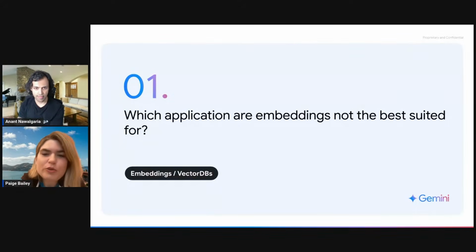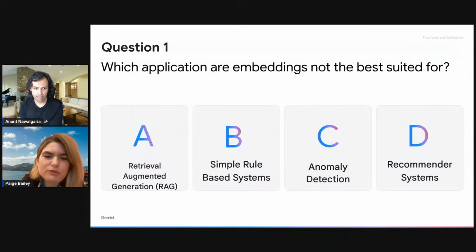We're going to be doing the pop quiz. Our first question: which application are embeddings not the best suited for? Is it retrieval augmented generation, or RAG? Is it simple rule-based systems? Is it anomaly detection, or is it recommender systems? I'm going to count down. Everybody grab a piece of paper and a pencil and jot down your answer, or just type it out someplace handy. 5, 4, 3, 2, 1. And the answer is B. Simple rule-based systems are not something that embeddings are best suited for.